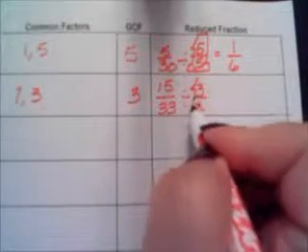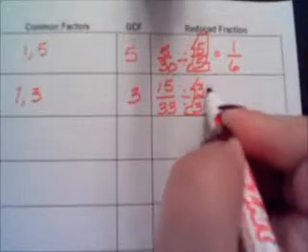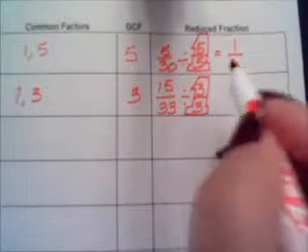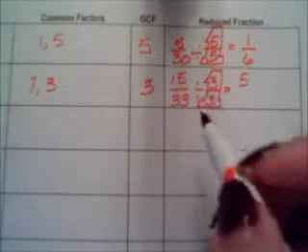And again, this is equal to 1. So all we're doing is dividing this number by 1. And 15 divided by 3 is 5. And 33 divided by 3 is equal to 11. Right? Okay, let's try another one.